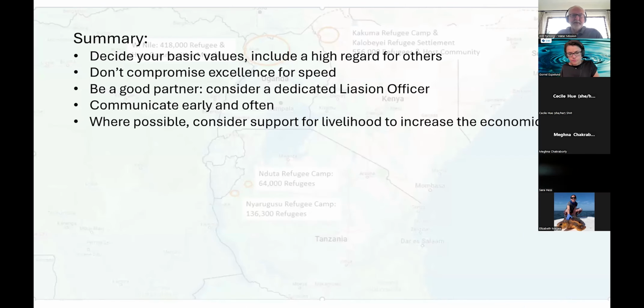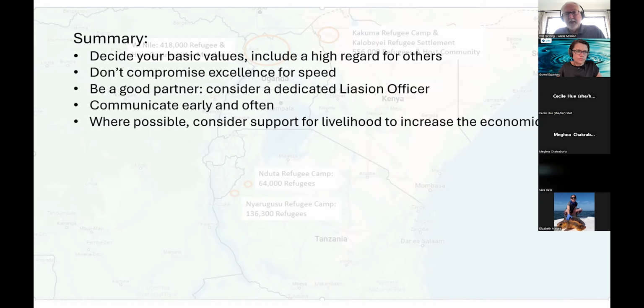So just to summarize, what I've tried to describe are some key values that we have found fundamental to heading off conflict and building relationships with people that lead to the capacity to talk when conflict does happen, and leads to resolution. So I want to just summarize by closing with the basic points, some of the values. Decide your basic values. Include, and I would recommend very much including, a high regard for others.